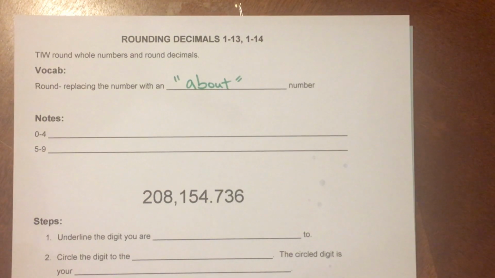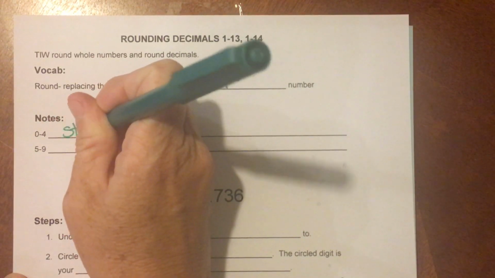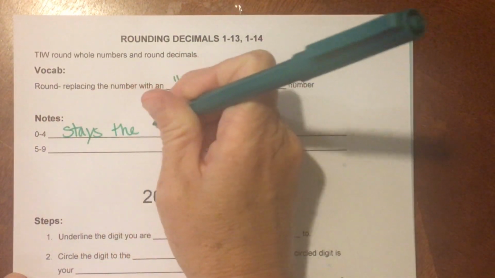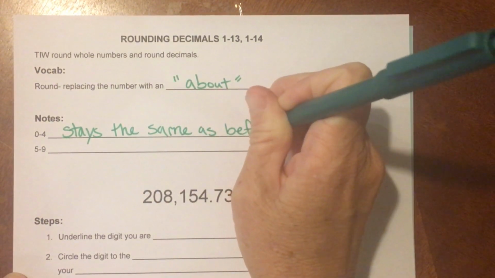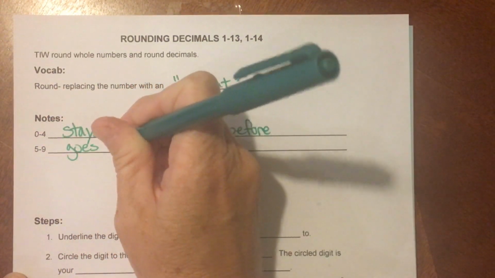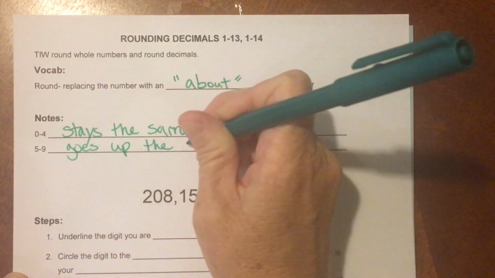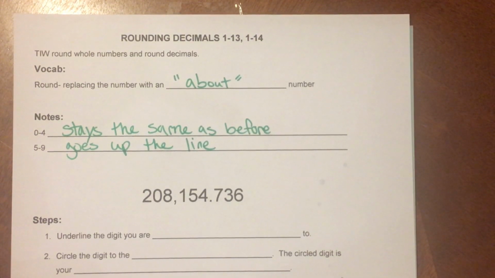Okay, our notes today are the 0 through 4, 5 through 9. So hopefully you've heard this little riddle. 0 through 4 stays the same as before. And 5 through 9 goes up the line. And this is something that we usually learn in maybe second grade, but it's a great trick, so we just keep it with us.